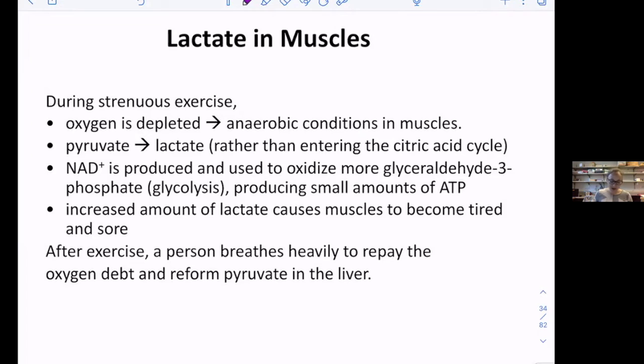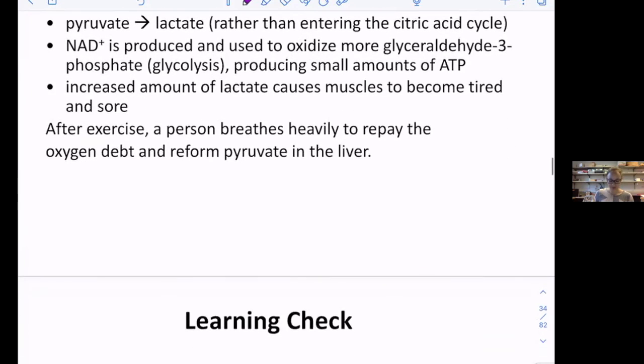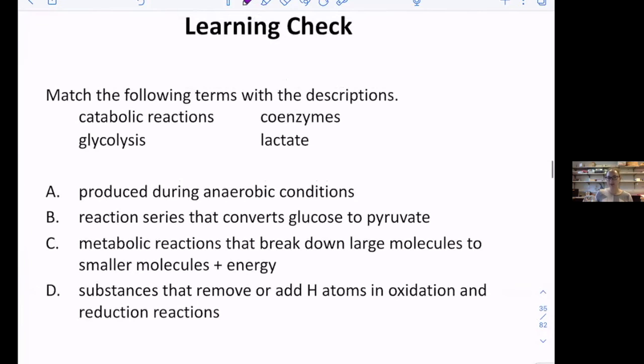Why you breathe really heavy after exercise is to kind of repay the oxygen debt and reform pyruvate in the liver. So you're trying to get more oxygen into your system to try and get rid of that lactate. So that's why we see a lot of soreness and everything when you are having a lot of exercise, because you make lactate through glycolysis in anaerobic conditions.